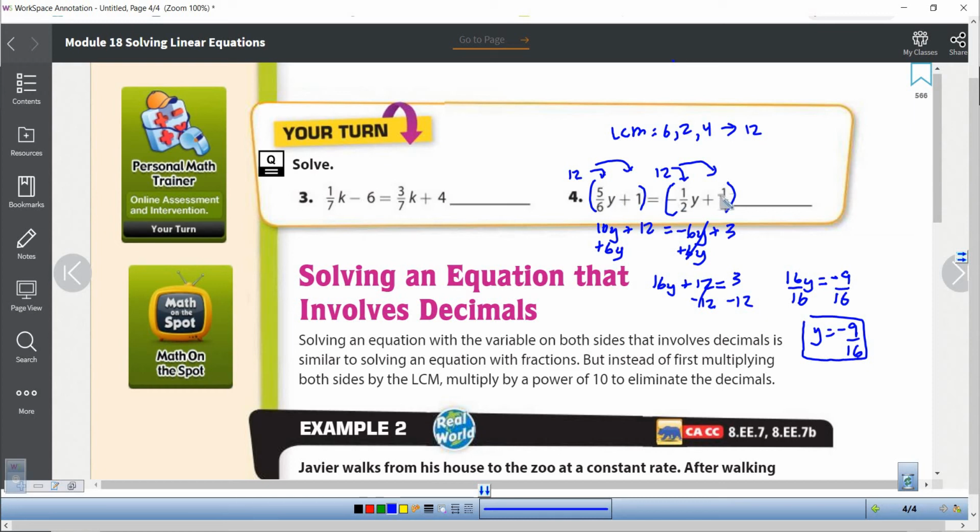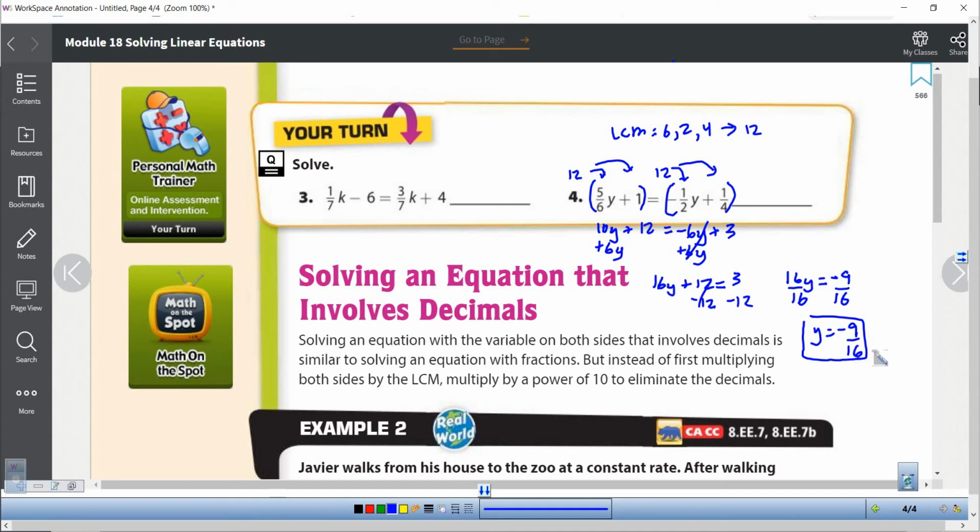So I've got 6, 2, and 4. Well, 6, 2, and 4 all go into 12. I multiplied by 12. So then I got 60y because 12 divided by 6 is 2. So that was 10y plus 12 equals, a negative half of 12 is negative 6y, and 12 divided by 4 is 3. Then I added 6y to both sides, so then I got 16y plus 12 is 3. Then I'm going to do the opposite operations in the opposite order. Subtract 12 from both sides. 3 minus 12 is negative 9. 16y is negative 9. So I divide by 16, I get negative 9/16.